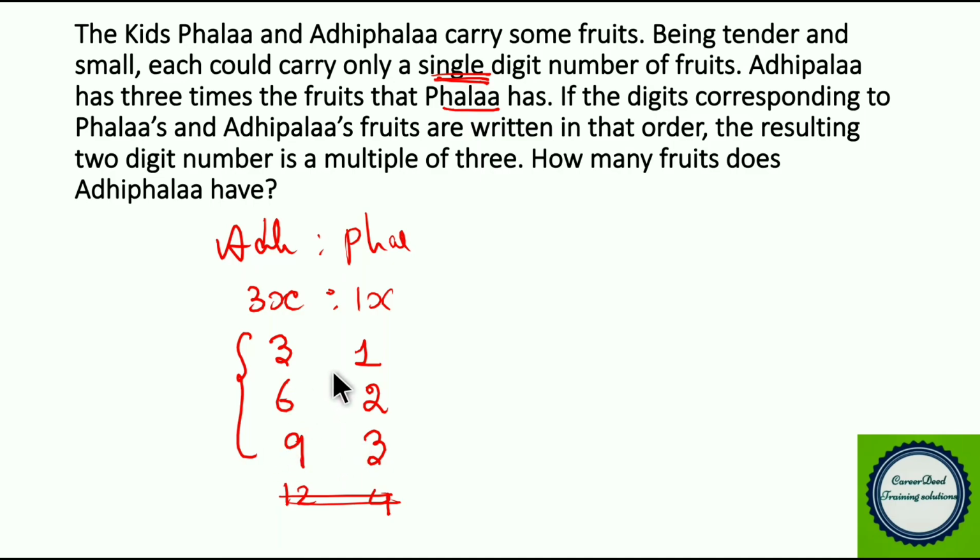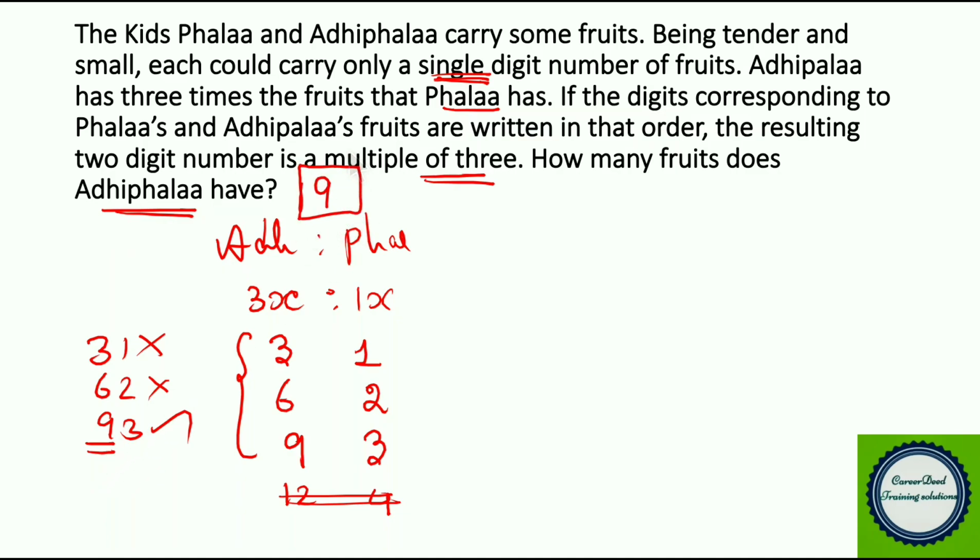And you have another hint, these 2-digit numbers are multiples of 3. So if you write the numbers in order, that is 31, 62, 93. Is 31 a multiple of 3? No. Is 62 a multiple of 3? No. 93? Yes, definitely a multiple of 3. Now our question is how many fruits does Adipala have? So Adipala has only 9 fruits. So the answer for this question is 9. This becomes your answer.